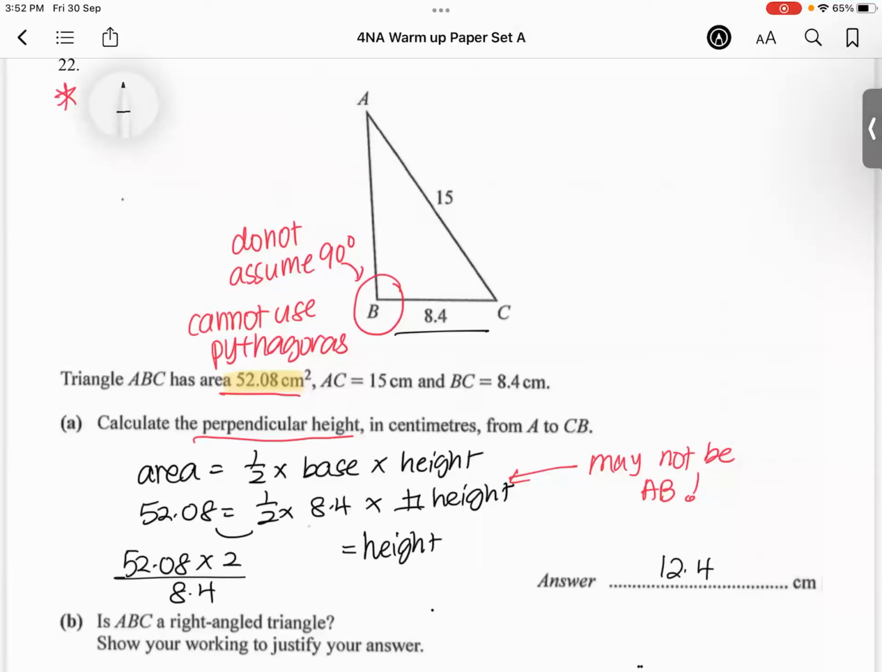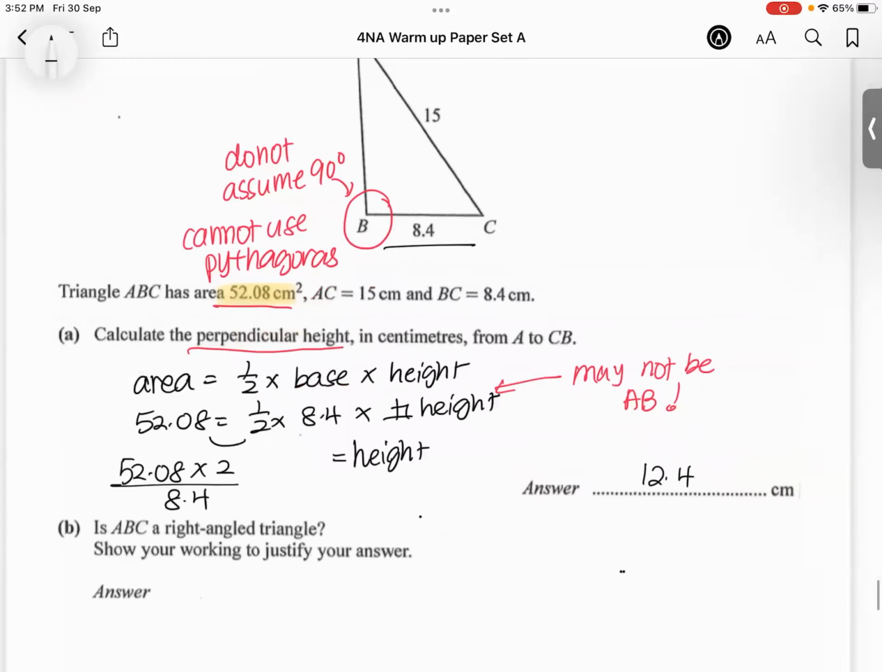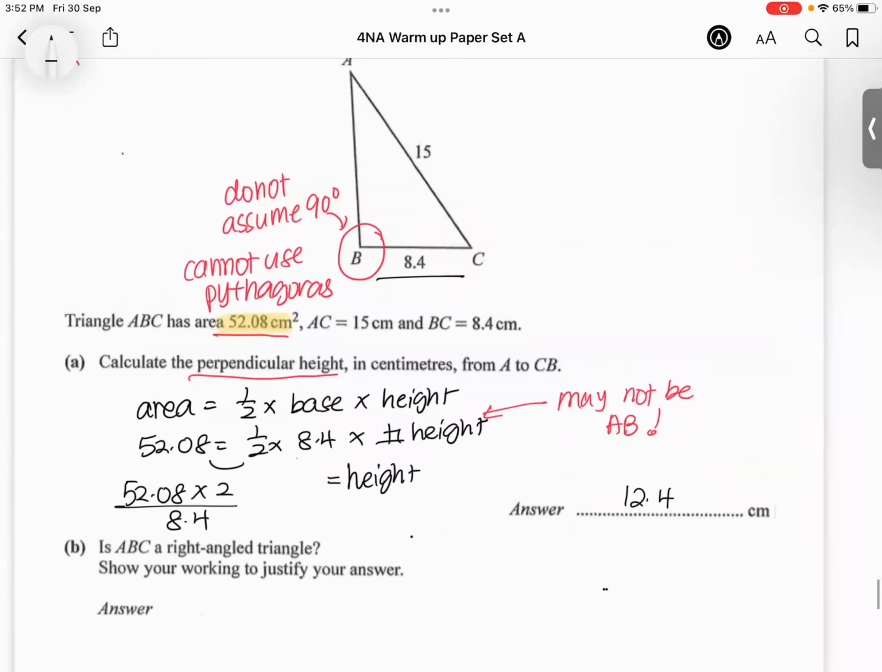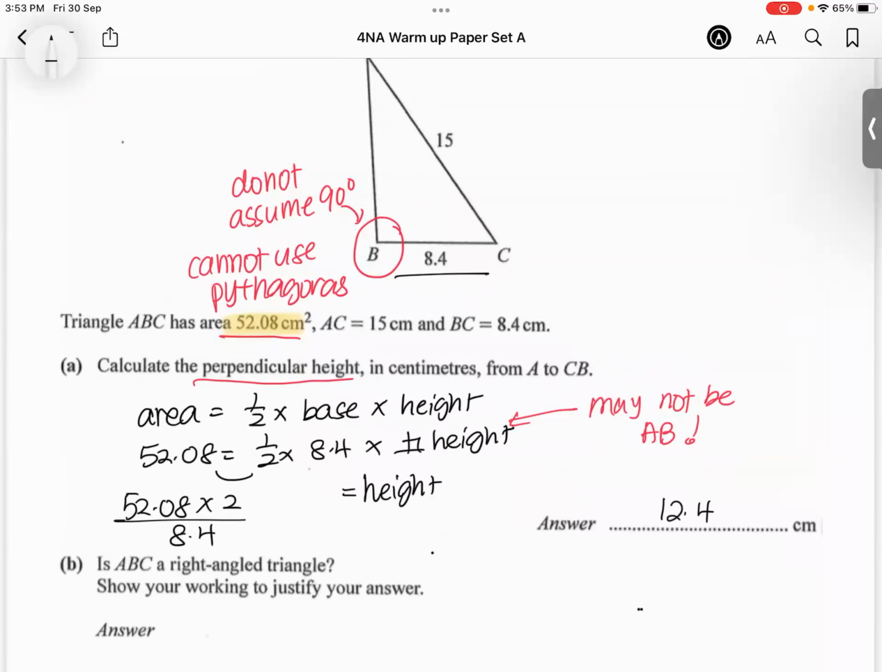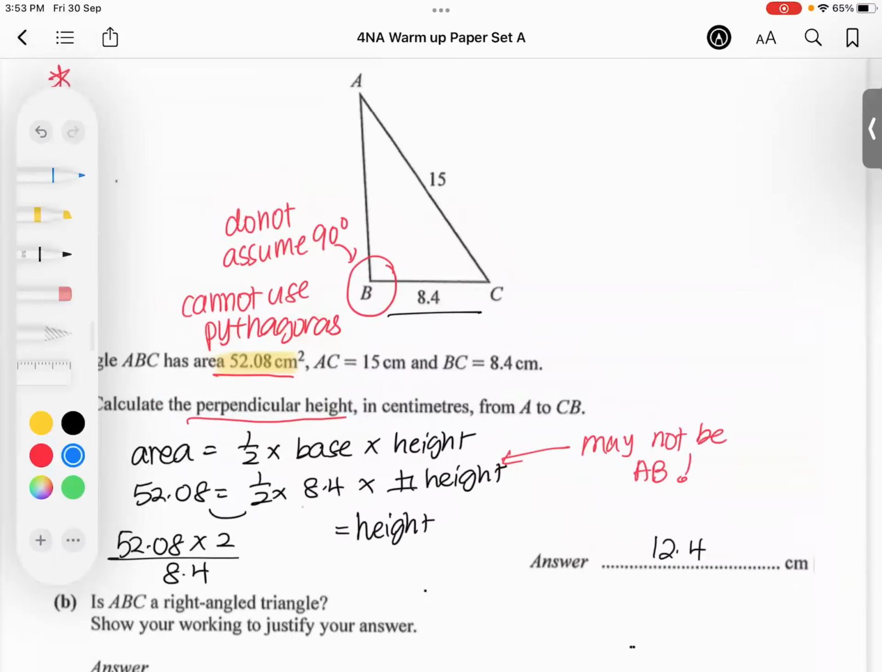This part I can understand, right? Just that you get very easily misled. Then the next part of the question asks me, is ABC a right angle triangle? Technically speaking, I asked quite a few different teachers, and some of them say it's not necessary that you must use the converse of Pythagoras theorem. I went through the converse of Pythagoras theorem method in class the other day, so I'm not going to redo that method again. I'm going to share with you another method that some teachers say students might find easier to understand.